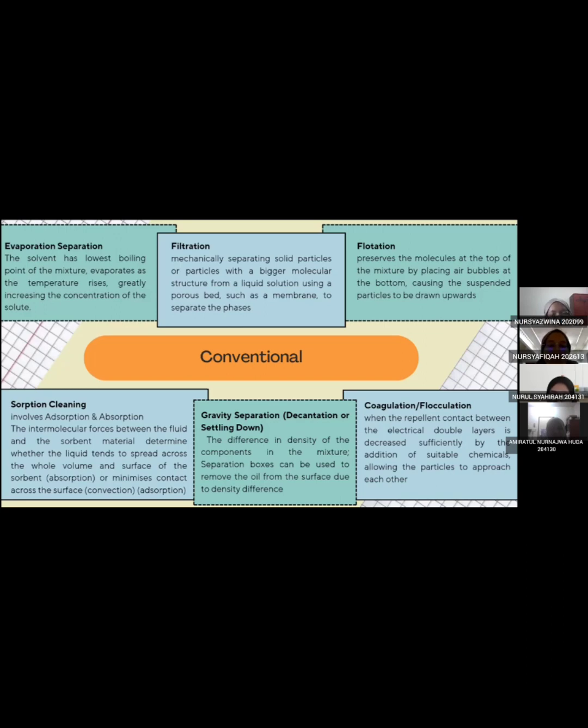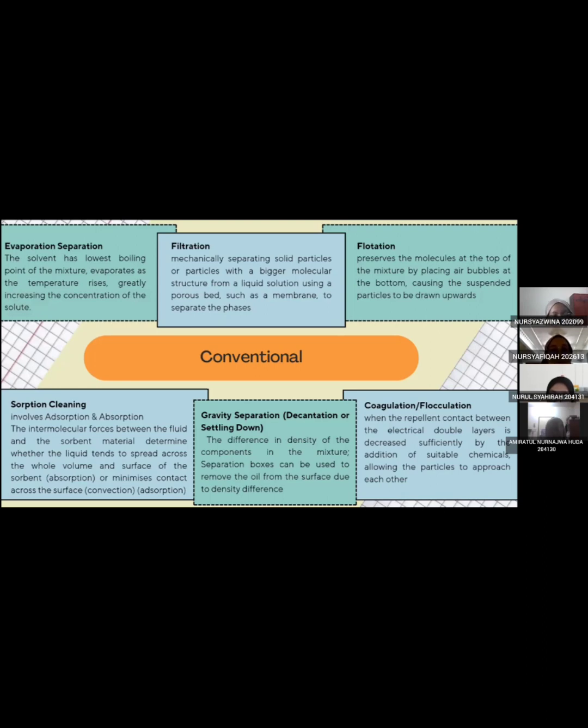For the filtration, mechanically separating solid particles or particles with a bigger molecular structure from a liquid solution using a porous bed such as a membrane to separate the phases. For the flotation, it preserves the molecules at the top of the mixture by placing the air bubble at the bottom, causing the suspended particles to be drawn upwards.